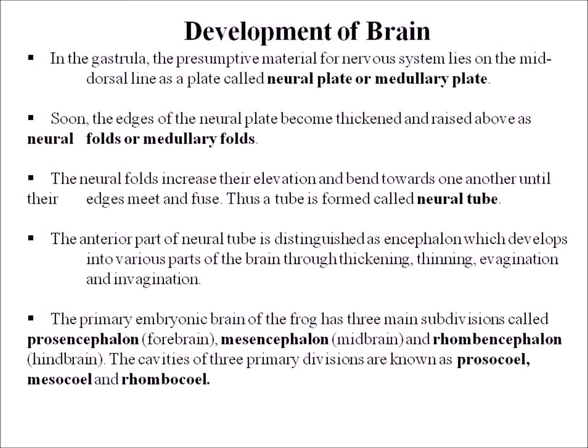Development of brain in frog occurs after gastrulation. During gastrulation, morphogenetic movements take place. As a result, finally the gastrula contains three germ layers: ectoderm, endoderm and mesoderm. Then brain and nervous system are derived from the embryonic ectoderm. In the gastrula, the presumptive material for nervous system lies on the mid-dorsal line as a plate called neural plate.